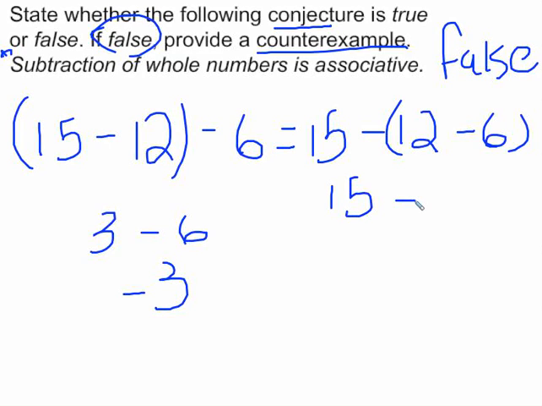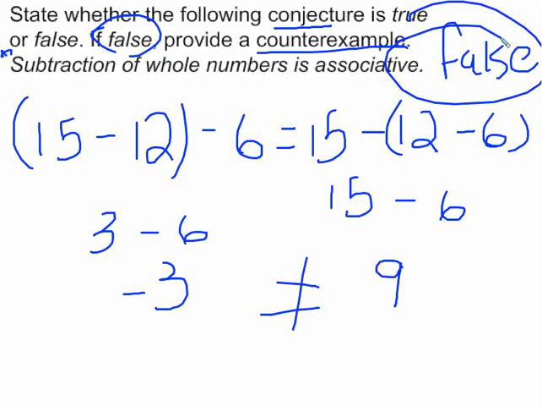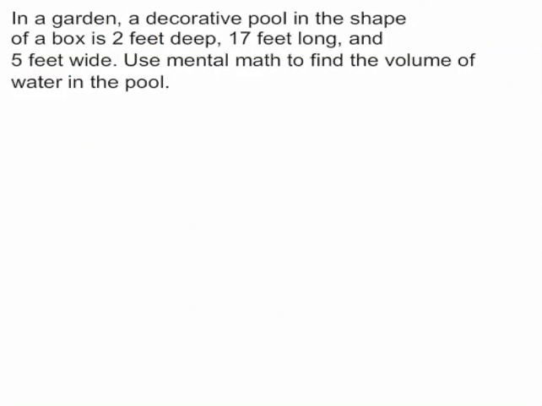15 minus 12 minus 6, well, that's 6. 15 minus 6, that's 9. They're not equal. So it holds that this is false, and I can retain this as my counterexample that shows that this conjecture is false. So anytime you're asked to prove if something is true or false, you're going to want to prove it using a counterexample. Okay? All right.